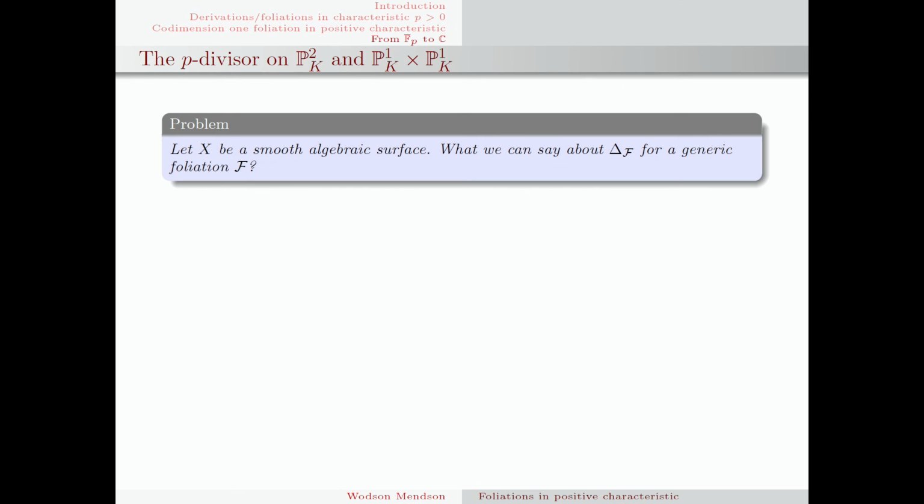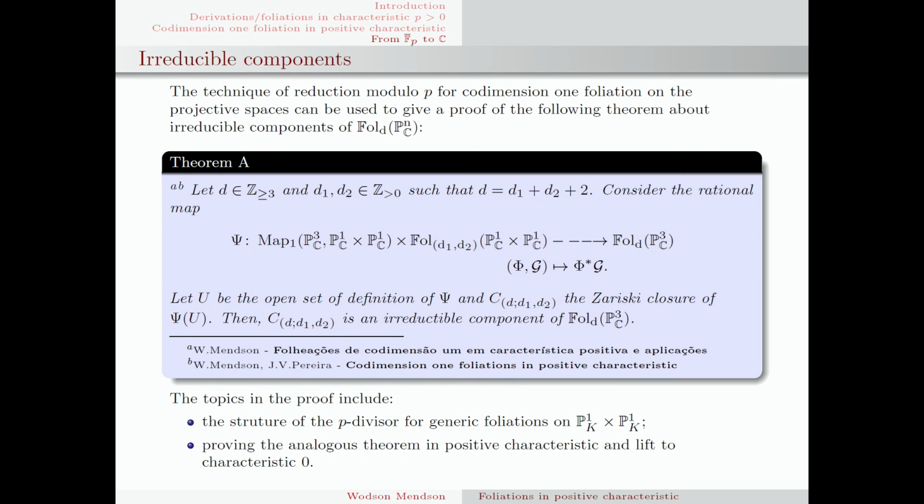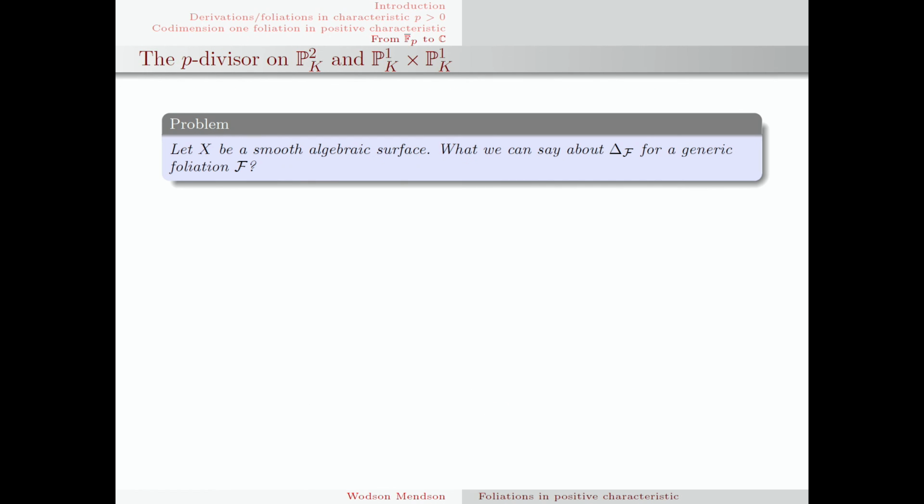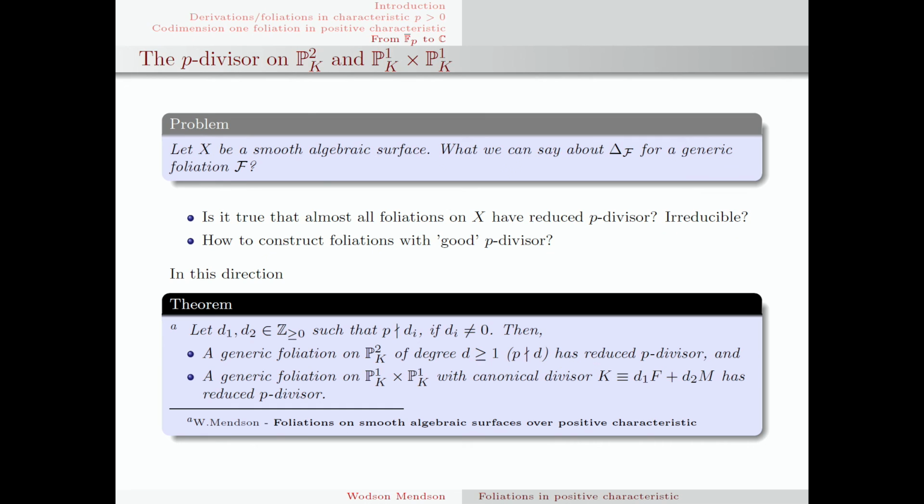So the main point here is that we have good foliations on P1 times P1. Good means having a p-divisor with good properties, in the sense of this problem. So you take a smooth algebraic surface. The problem is what you can say about the p-divisor for a generic foliation F. Is it true that most foliations on X have a reduced p-divisor? And how to construct foliations with good p-divisor? Good in the sense of irreducible or reduced.